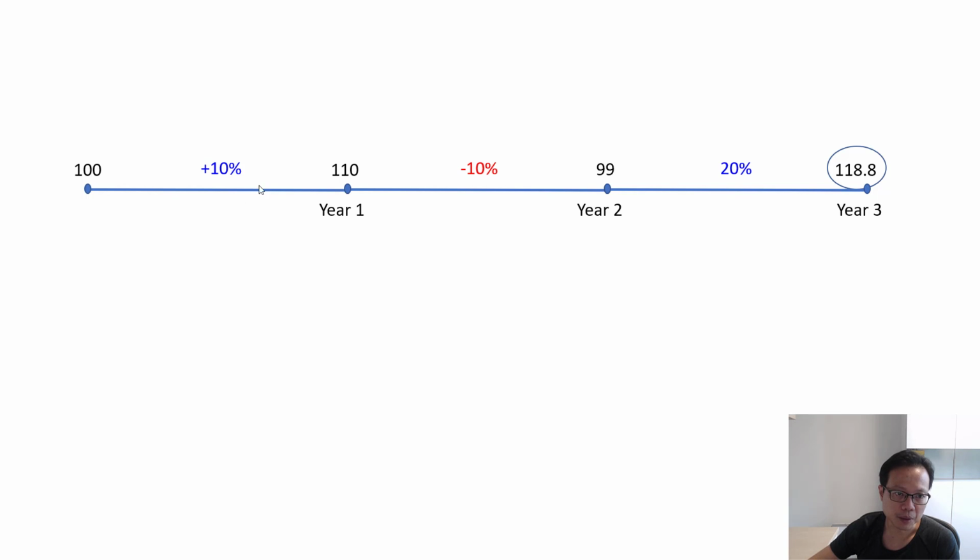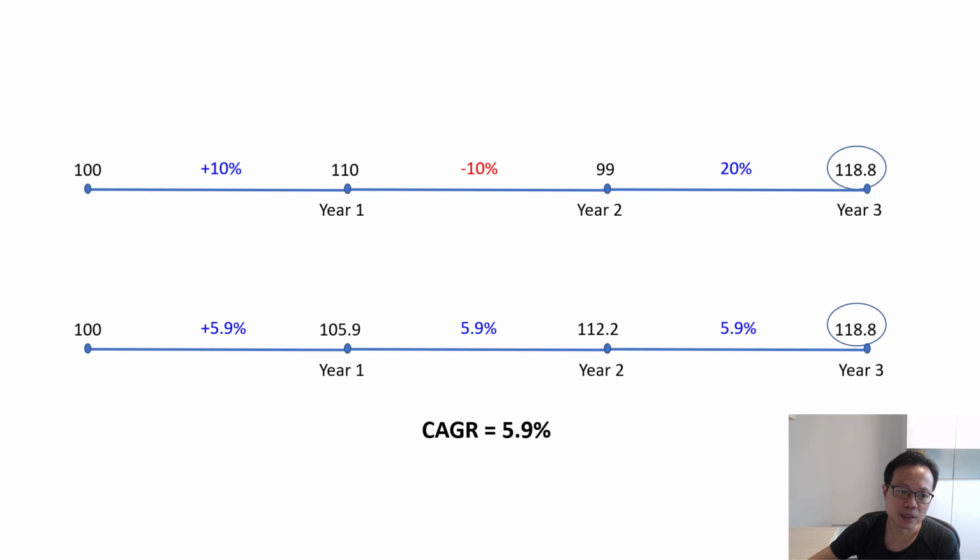Now there's a slight issue here because every single year the return is different. So it is rather difficult for me to make sense of how my investment is doing on average. And that is where CAGR comes in. Essentially, CAGR is the compounding annual return which, when applied to your starting value of 100 over all 3 years, will give you the value of 118.8 at the end of year 3. So I can apply 5.9% every single year and I would reach 118.8 at the end of year 3. So the CAGR for this example is 5.9%.